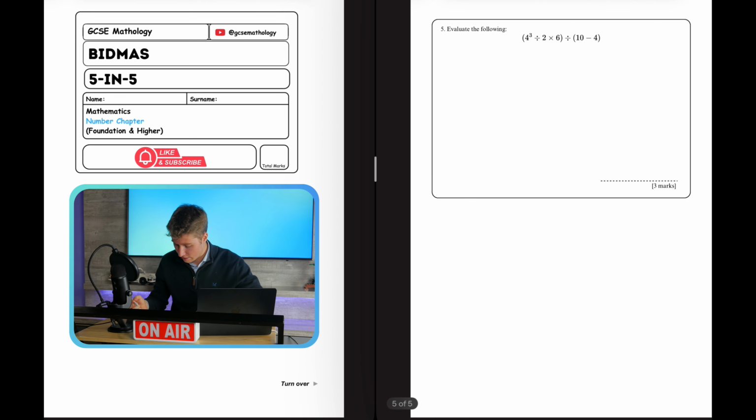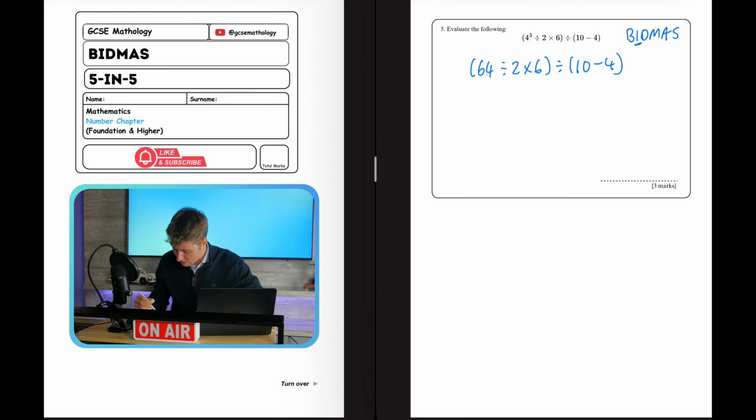And finally, question 5 says evaluate the following. We've got this first bracket divided by this second bracket, so BIDMAS. So we're going to simplify the first bracket, and then we've got operations within that first bracket that we have to abide by. So we've got 4 cubed. This is the indice. So 4 cubed is 64 divided by 2 times 6 divided by 10 minus 4.